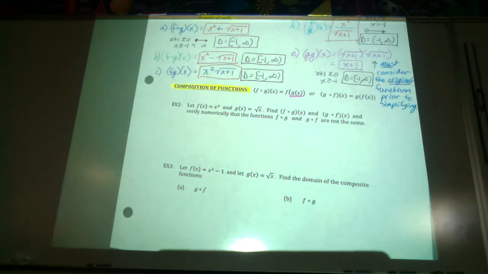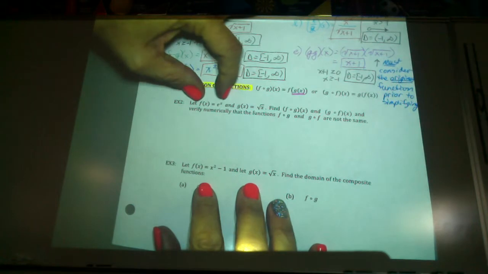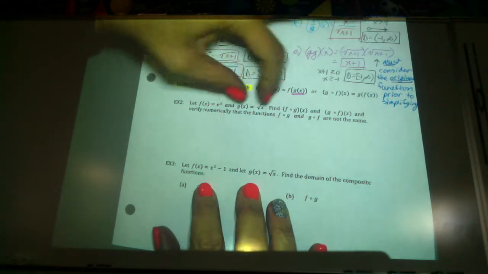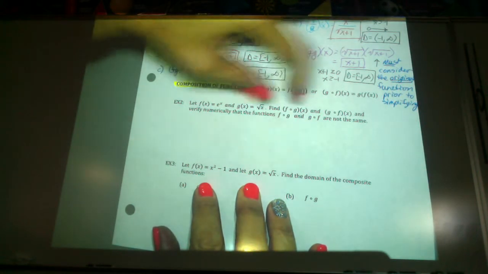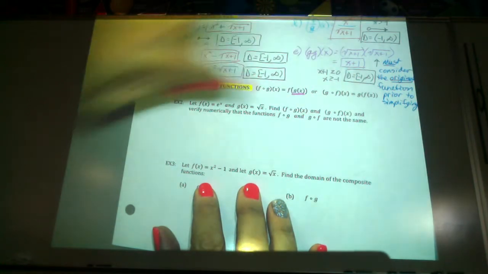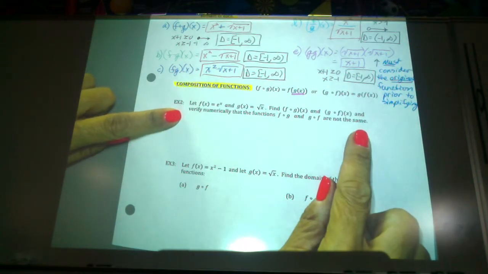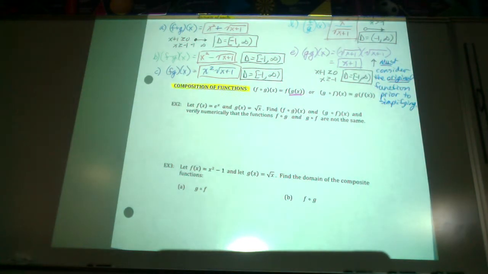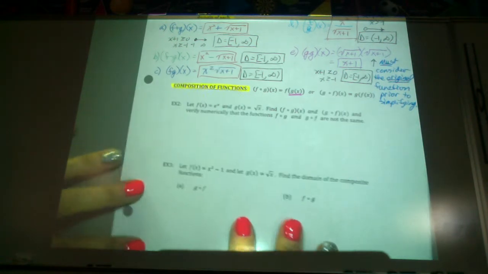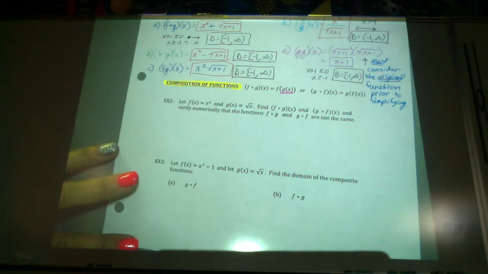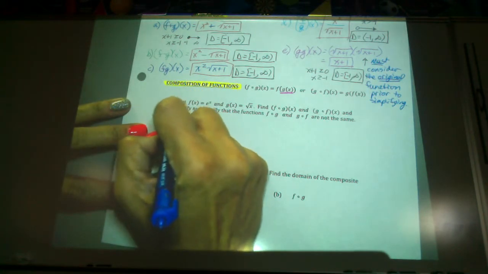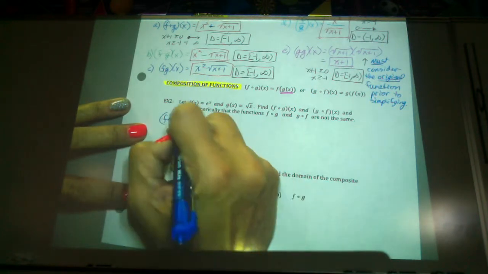Let's look at example 2. Our two functions are f of x is e to the x, and g of x is the square root of x. We're to find f of g and g of f, and verify numerically that the functions are not the same. I'm going to show you graphically, as well as somewhat numerically. You just have to reason your way to it. So let's start with f of g. So f of g of x is equal to.